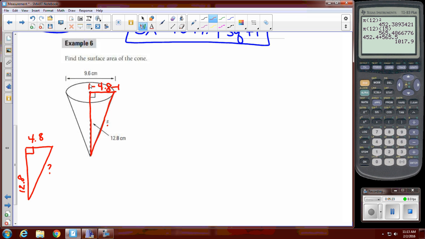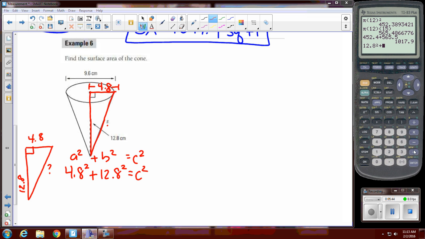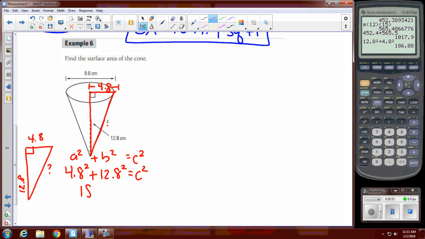So we're going to take 4.8 squared plus 12.8 squared. That'll equal c squared. Because remember, Pythagoras is a squared plus b squared equals the hypotenuse squared. So if I square those and add them up, again, I'll show this on the calculator, 12.8 squared plus 4.8 squared equals 186.88. So 186.88 is the hypotenuse squared. So I need to take the square root of 186.88.